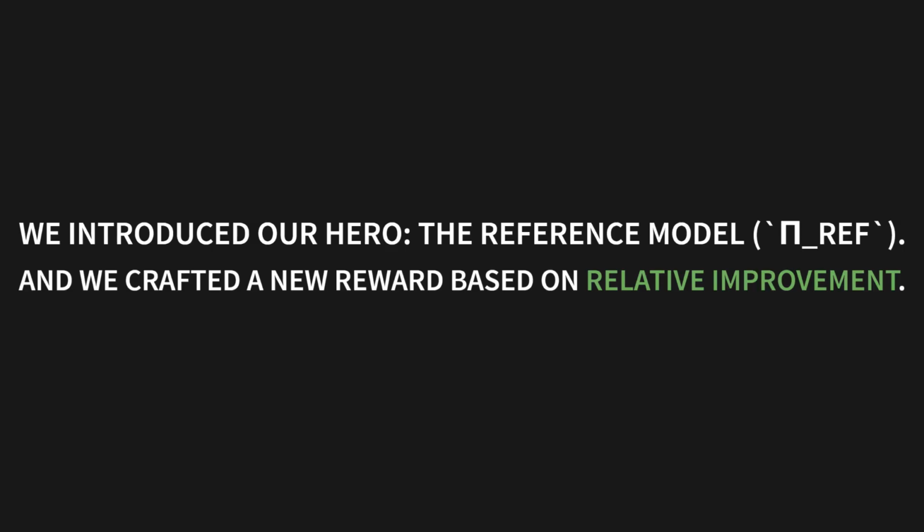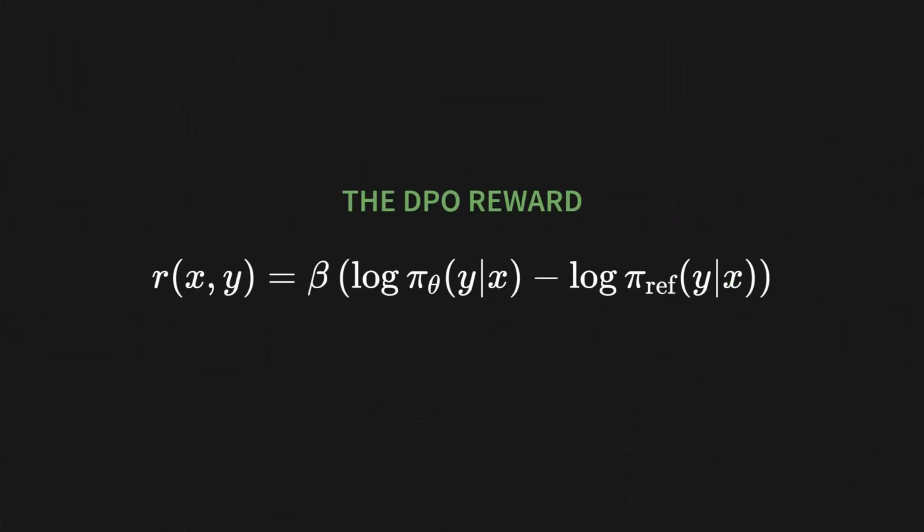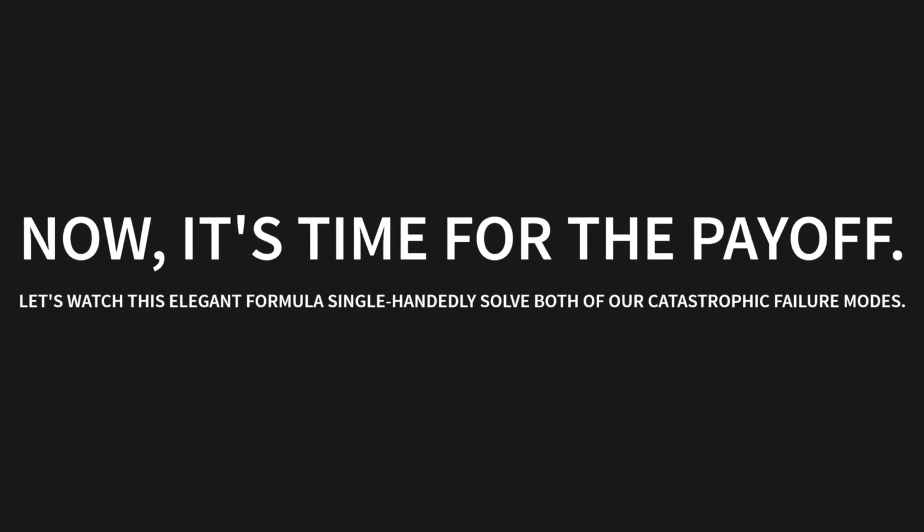All right, we just introduced our hero, the reference model, pi sub ref, and we crafted a brand new reward based on relative improvement. Here it is again, in all its glory, the DPO reward. The reward r of x y equals beta times the log probability of the policy model minus the log probability of the reference model. Now it's time for the payoff. Let's watch this elegant formula single-handedly solve both of our catastrophic failure modes from before.